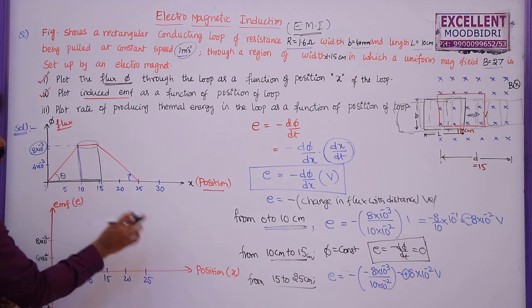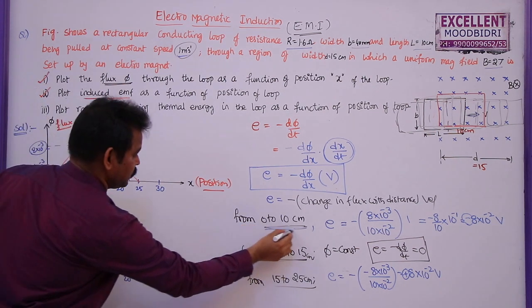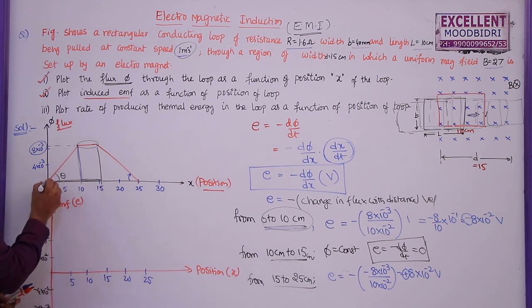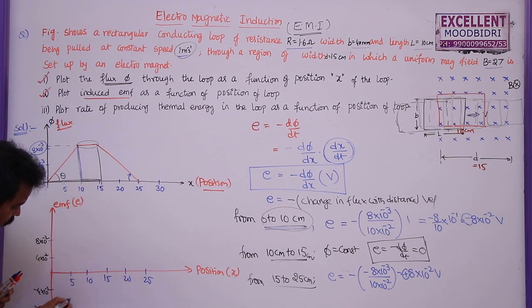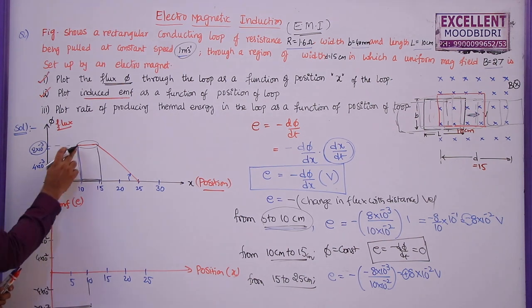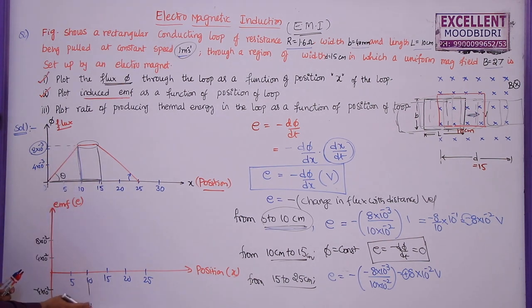So from 0 to 10 centimeters, as there is a continuous change in flux, EMF will be constant, up to this position. This is the EMF induced here. So as the flux is changing, EMF will be induced throughout this one. Then suddenly this EMF will become 0 here between 10 to 15. So this is the flux here.